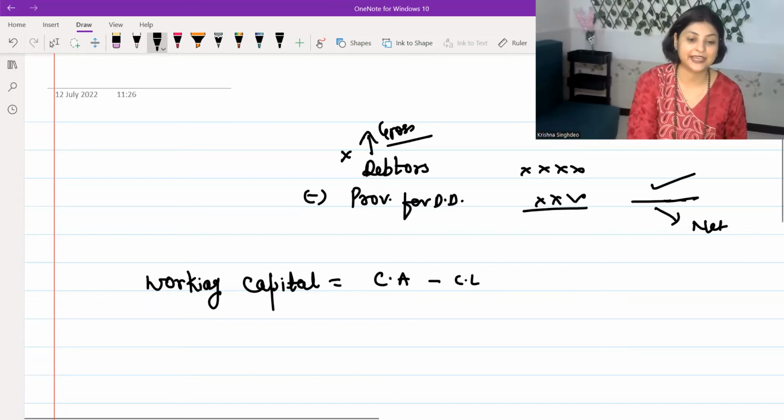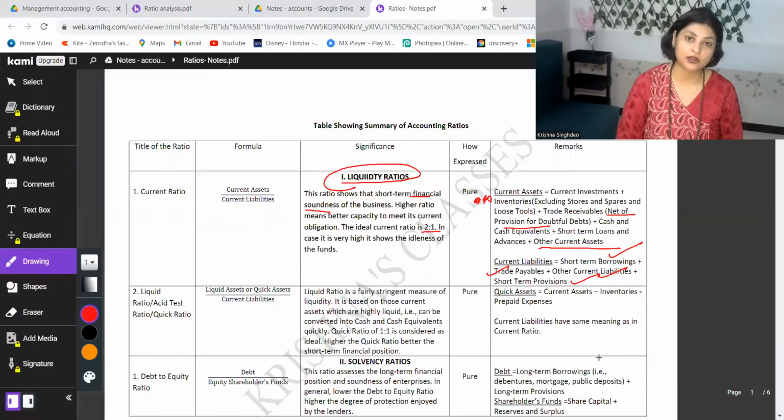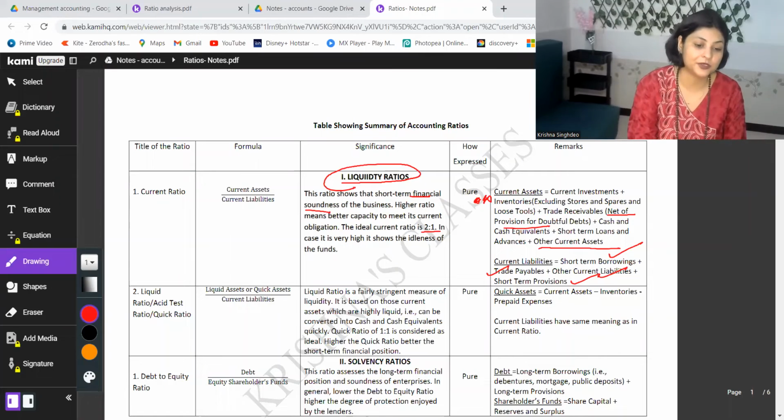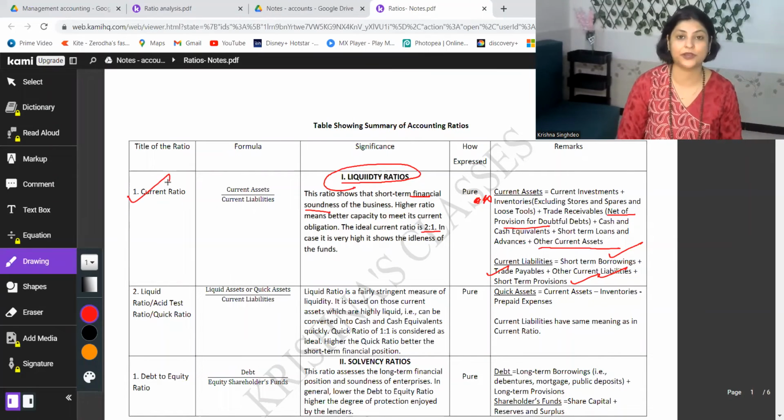Now let's see the next type of ratio. What is the next ratio? The next ratio is the liquid ratio or acid test ratio. These two ratios are called liquidity ratios. So we have dealt with the first one, the current ratio. Now the next one is the liquid ratio or acid test ratio, and it is also known as the quick ratio.